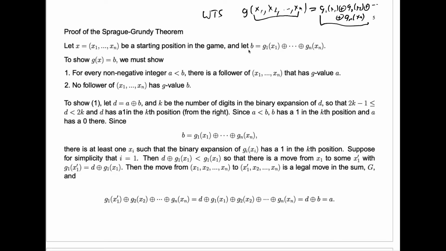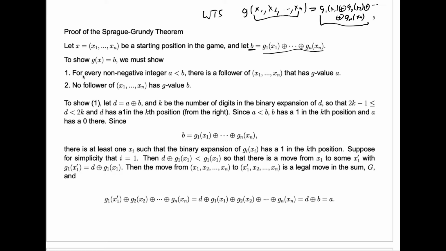Well, we're just going to give the name b here to this nim sum on the right. And I'm going to show b is the minimum excluded number among all followers of g of x1, x2 up to xn. What does that mean, to say it's the minimum excluded number among all the followers? Well, for every non-negative integer a which is less than b, there must be a follower that has value a. That's one of the things we have to show, because if there were any a where we didn't have such a follower, then you would have a smaller minimum excluded number. It wouldn't be b; it would be a or something smaller than a, because a wouldn't be excluded.